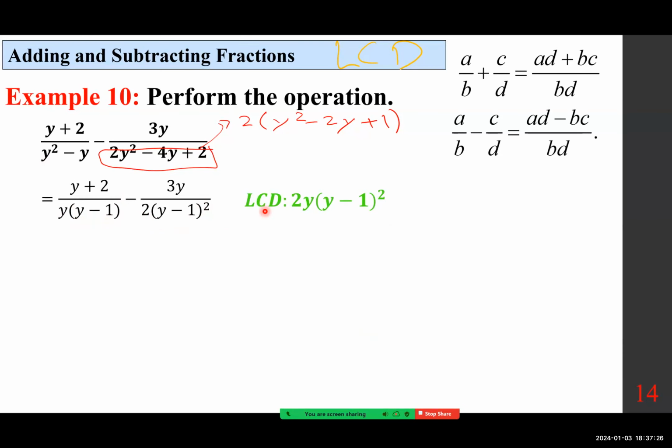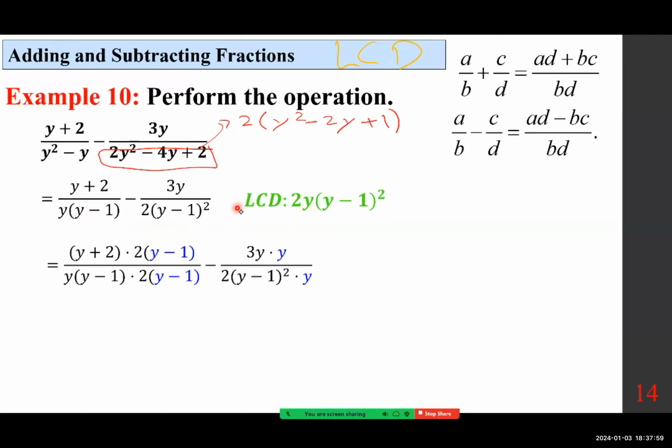If you look at this one and compare it with this LCD, you see that 2 is missing down here and y minus 1. So you have to raise this by a factor of 2 times y minus 1. What about this one? You have the 2, you have the y minus 1 squared. You have to raise it by a factor of y only. So take a look, this one, we use y. This one, we use 2 times y minus 1.